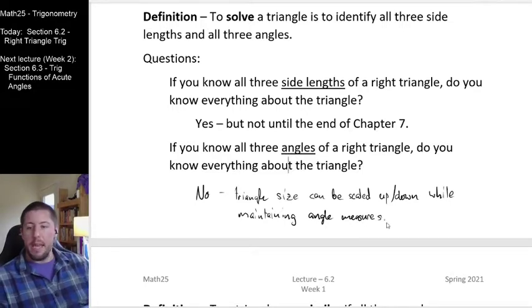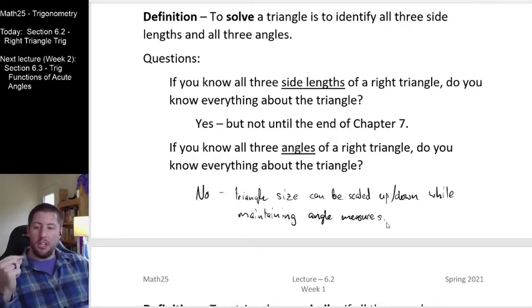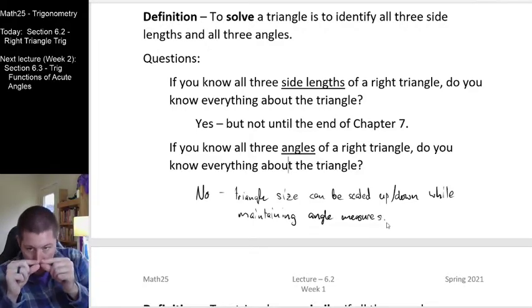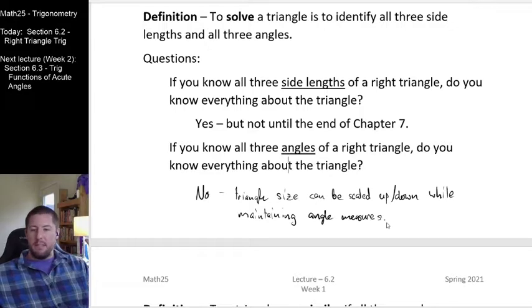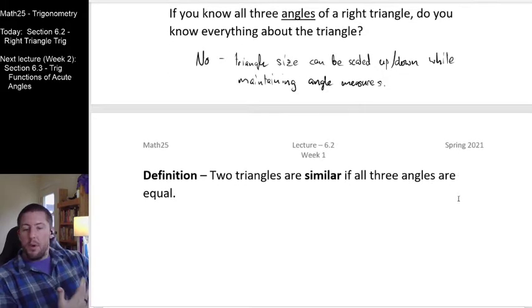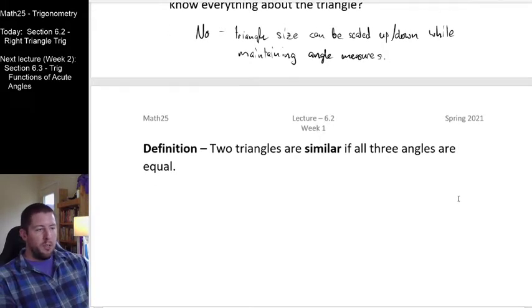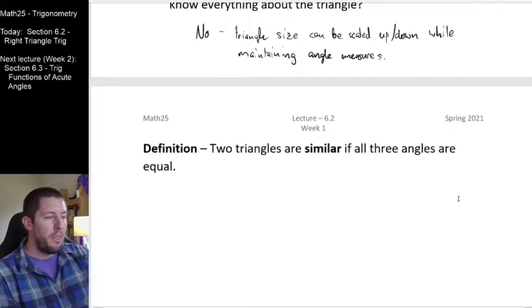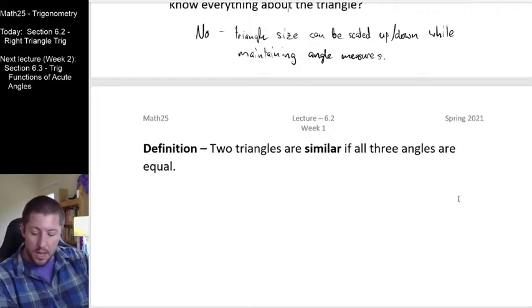Right? I could make a triangle that has 30 degrees, 60 degrees, and 90 degrees as my three angles. I could make one that's tiny. I could make one that's massive, right? So knowing the angles doesn't necessarily tell us what our side lengths must be, right? But we've got some definition that's associated with it. Two triangles are similar if all three angles are equal to each other. All right, so I can draw two similar triangles here.